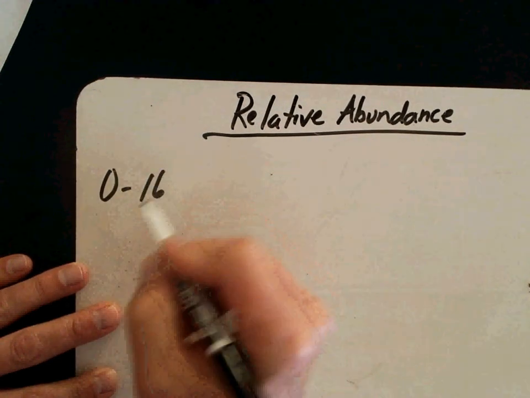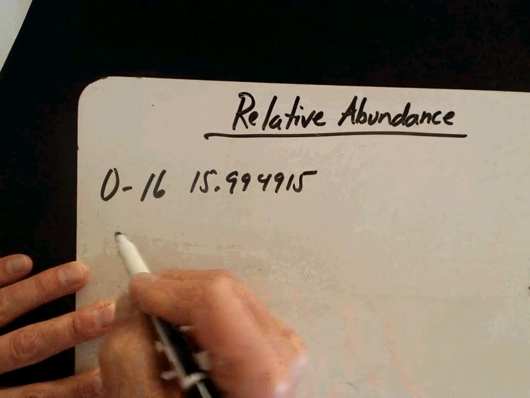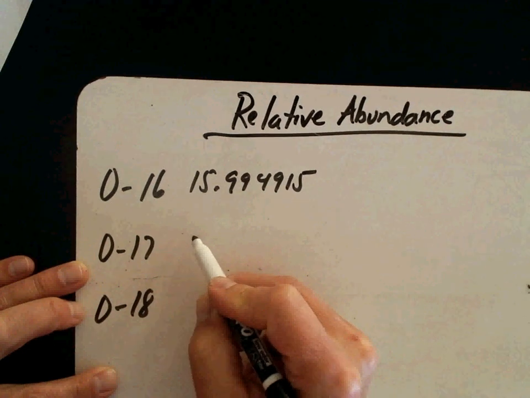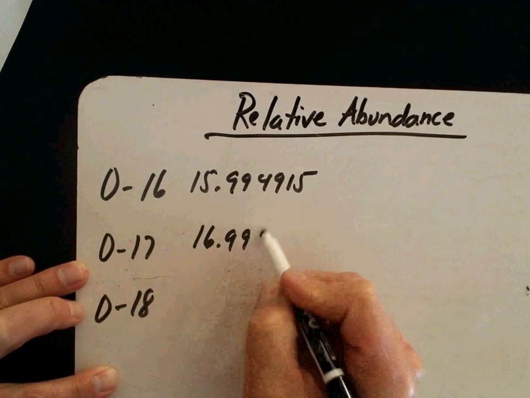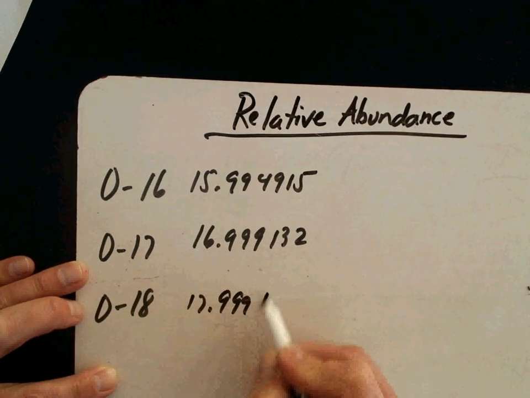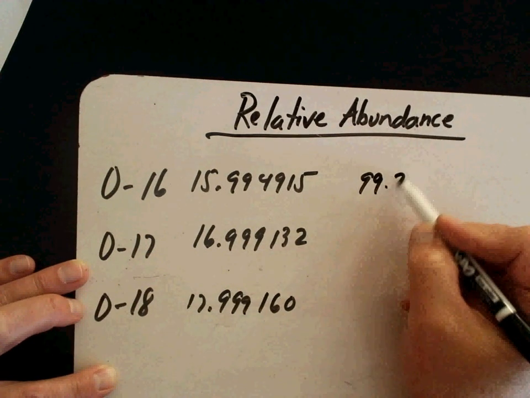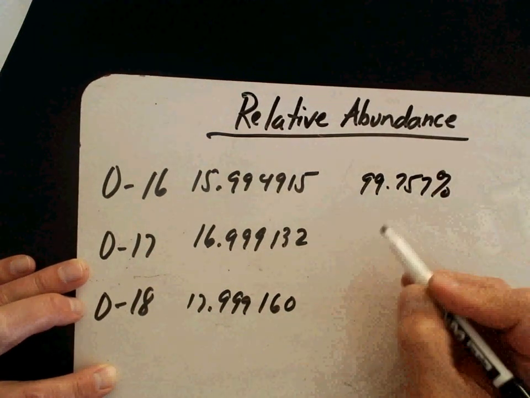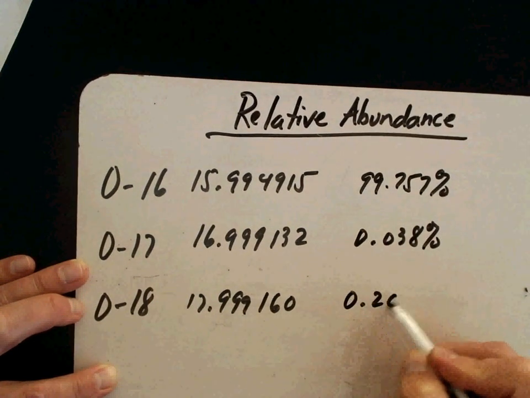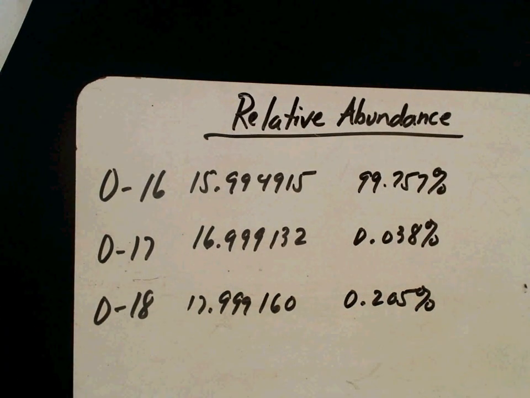There it is. Oxygen 16, 15.994915. Oxygen 17, oxygen 18, 16.999132, 17.999160. The percents, 99.757%, 0.038%, and 0.205%. Now you may be thinking, okay, what are you doing here?